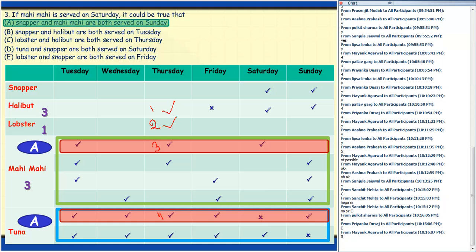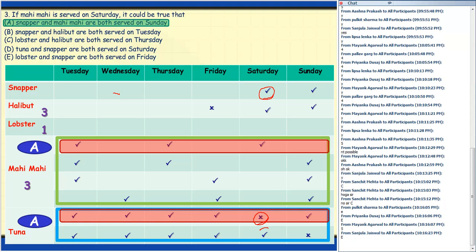Let's go for option D now. Tuna and snapper are both served on Saturday. Snapper is served on Saturday, but tuna is not served on this one. So option D is also wrong. So the correct answer is option E.